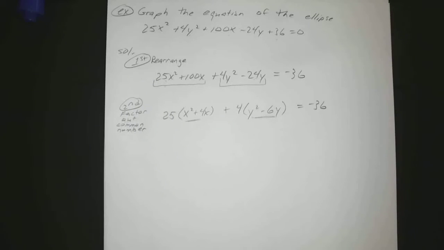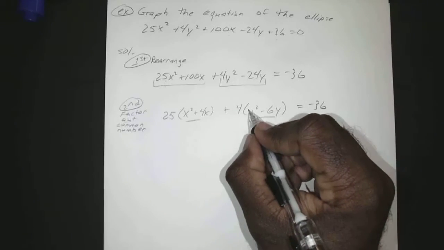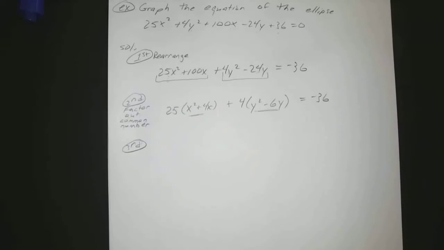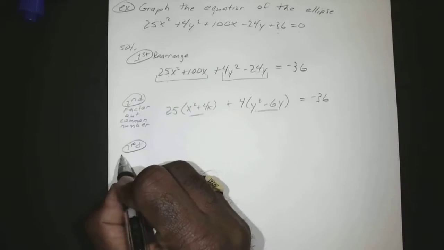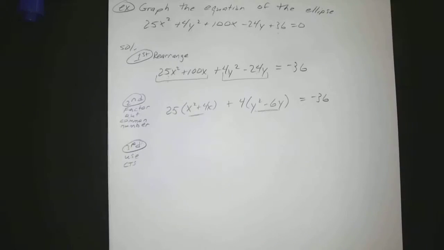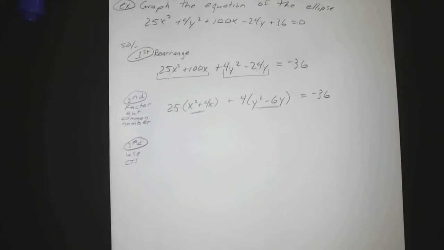GCF was a little bit vague. All right, so now you're going to use the completing the square for both of those terms.